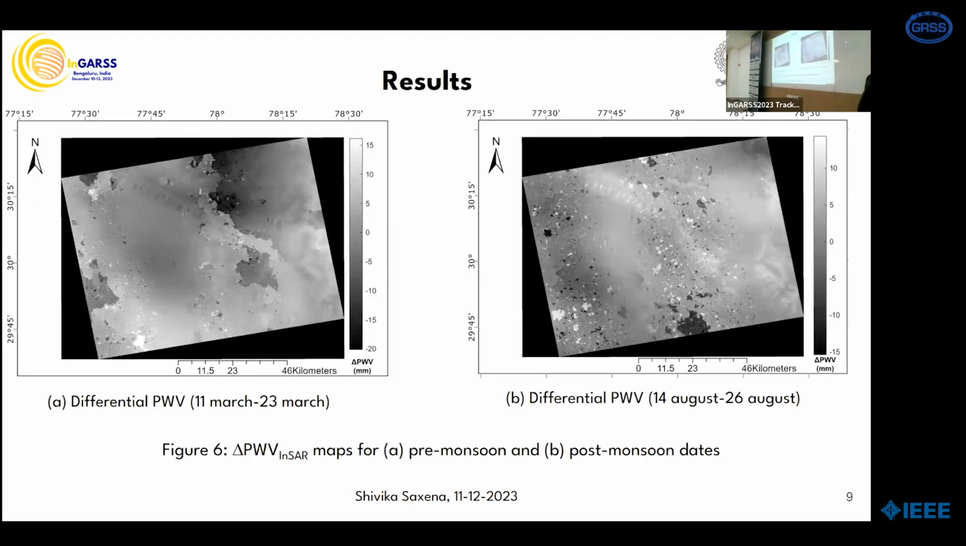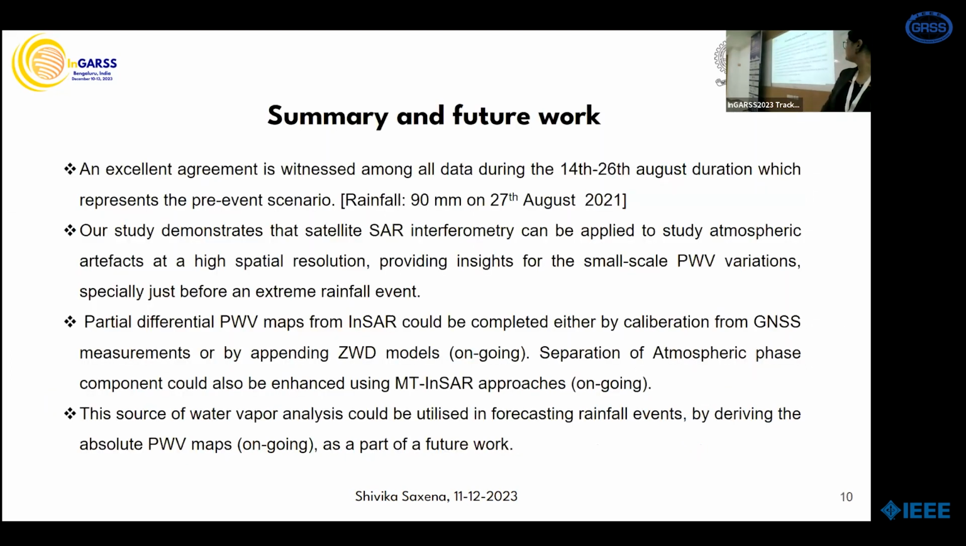These are my high resolution maps generated using the high resolution InSAR data calibrated using GNSS. Fairly high values of PWV we can see in the next image, which shows a scenario just before a rainfall event. So excellent agreement is witnessed among all the data during the 14-26 August duration, which represents a pre-event scenario. The rainfall was 90 millimeters, which is a good amount, on 27th August 2021. So that event has been captured in InSAR data.